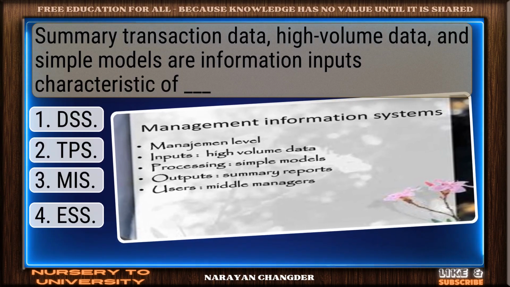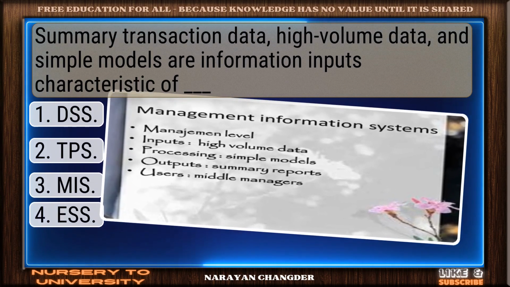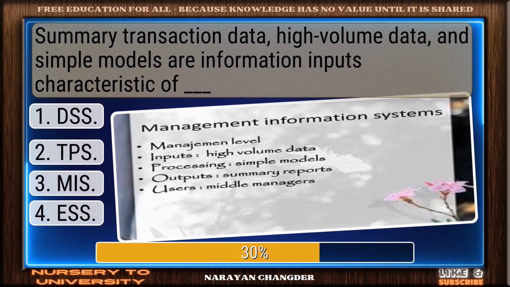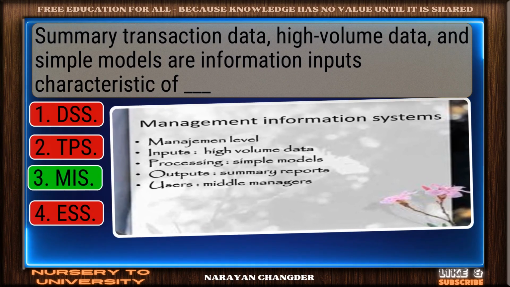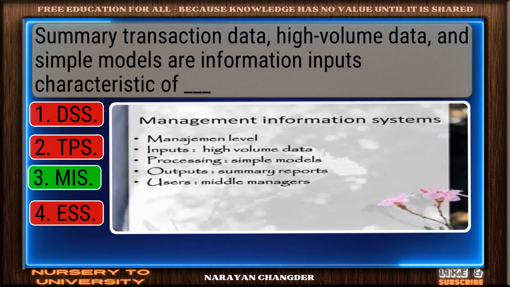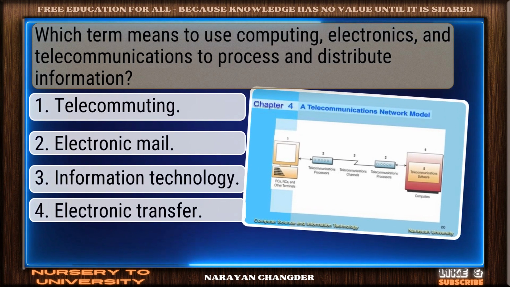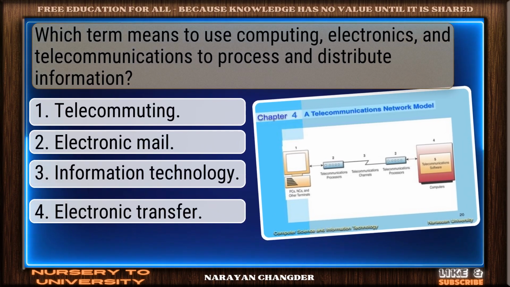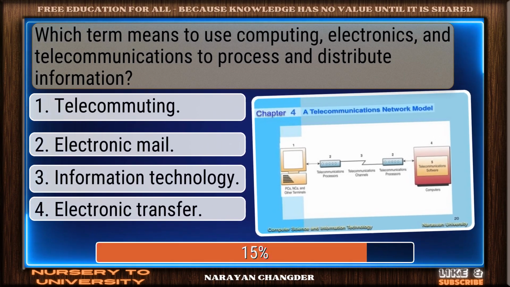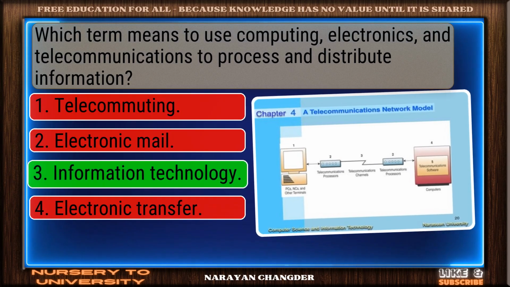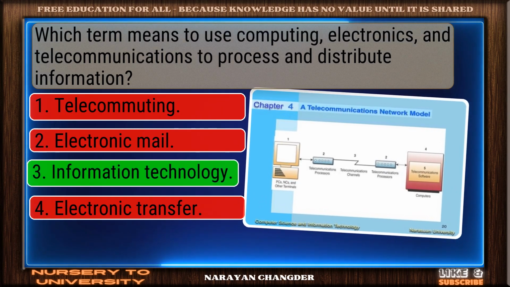Summary transaction data, high-volume data, and simple models are information inputs characteristic of a Dash. Strong choice. MIS is right. Which term means to use computing, electronics, and telecommunications to process and distribute information? Good job. Information technology works well.